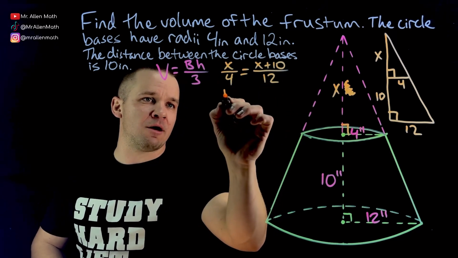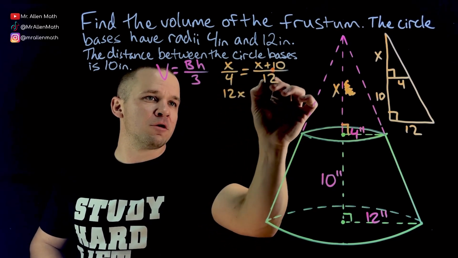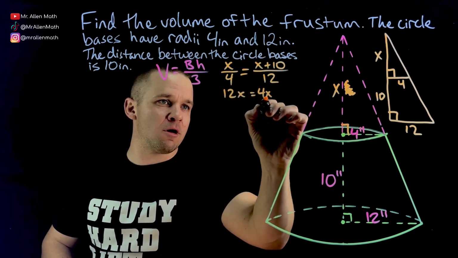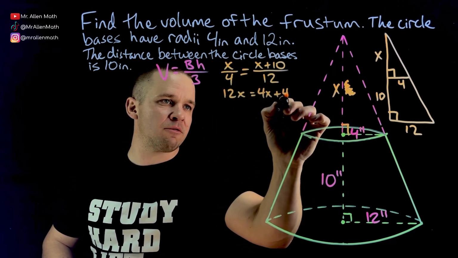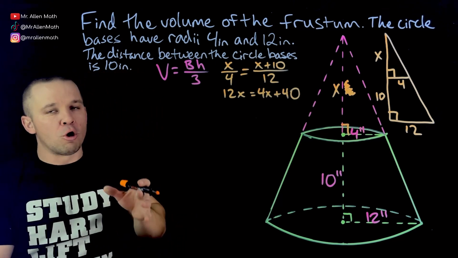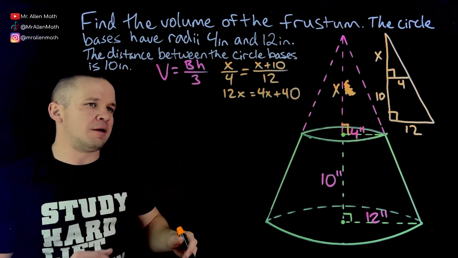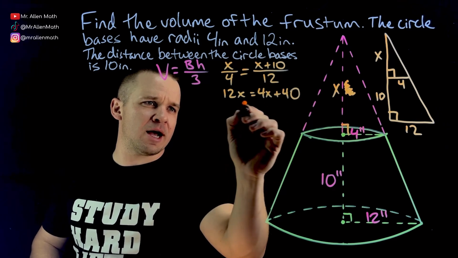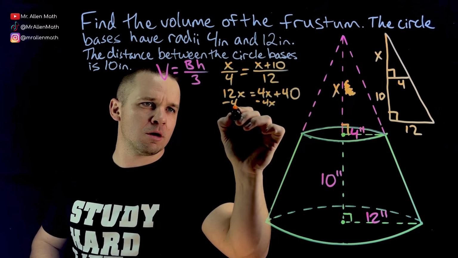So X times 12 is 12X. Then I have 4 times X plus 10. Feel free to distribute the 4 in, so we'll have 4X plus 40. Or you can do 4 parentheses, X plus 10, distributed in. I'm going to subtract this guy right here. So if I subtract 4X, you show my work.